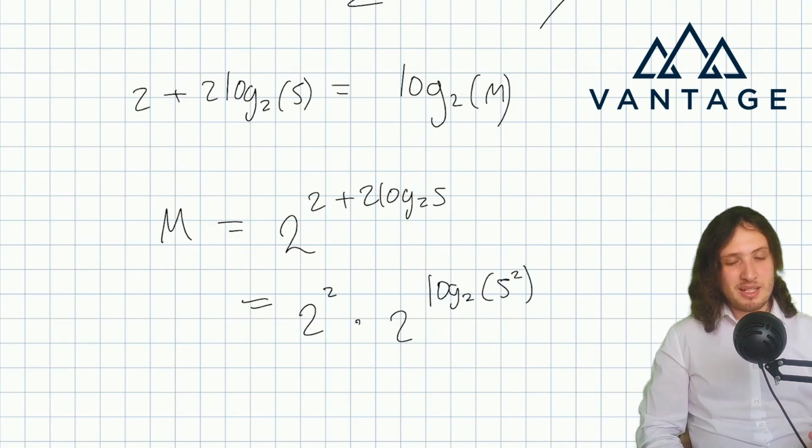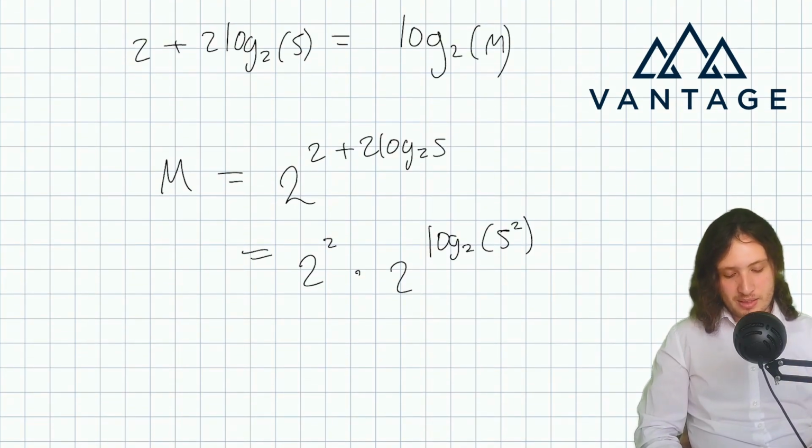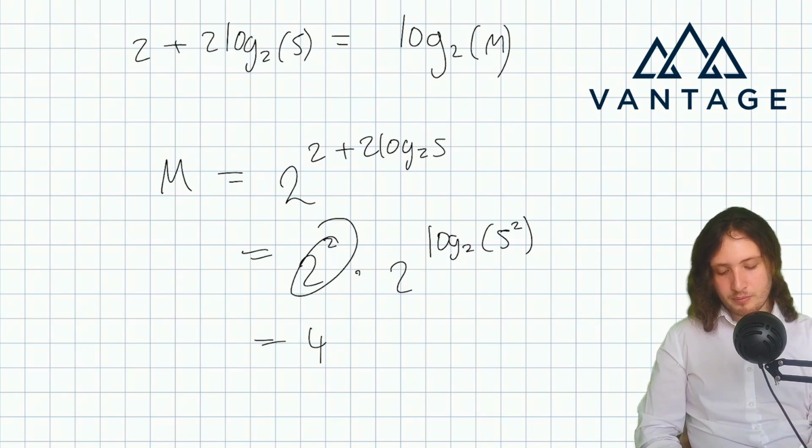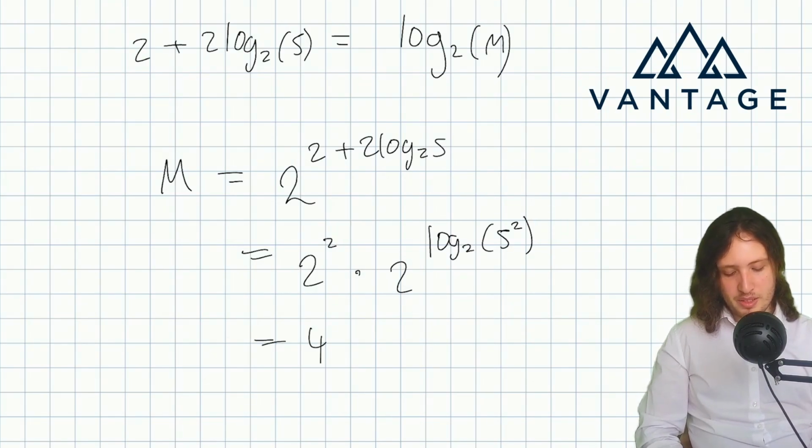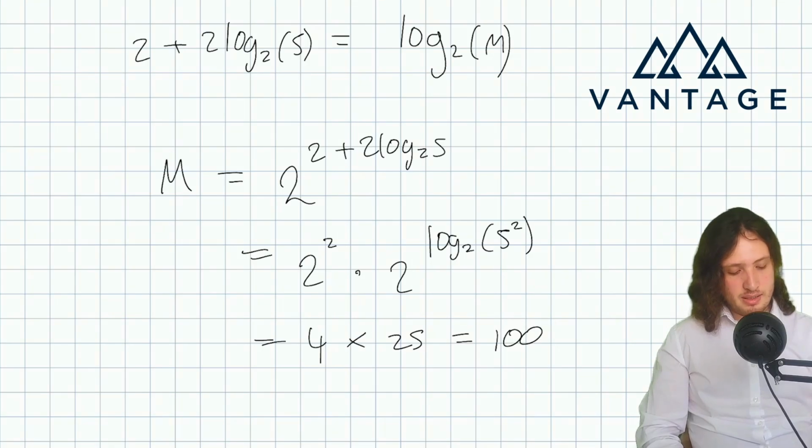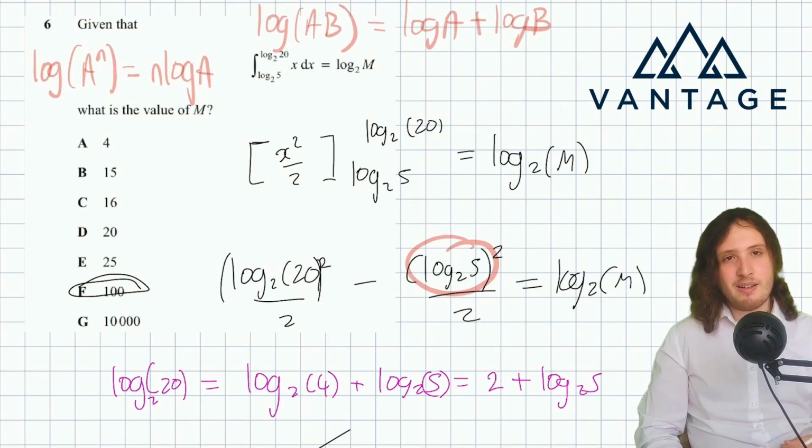So I've just used the n log a is log a to the n log rule, the first one I mentioned, but to bring a power in rather than out. So that there is 4. That there is going to be 5 squared, which is 25, because obviously the exponential and the log are each other's inverse. So we get 100. And so that means the correct answer is F.